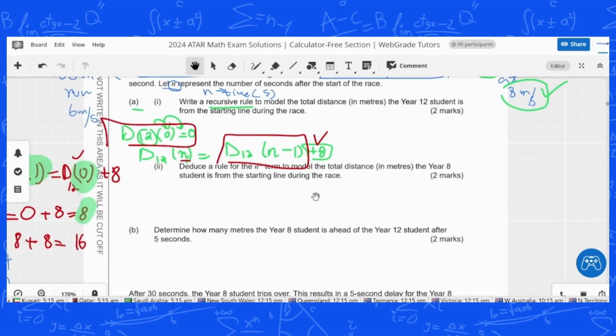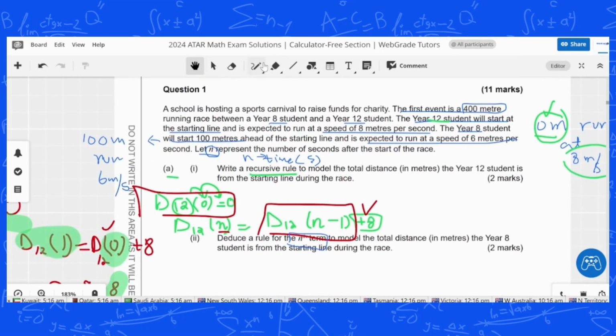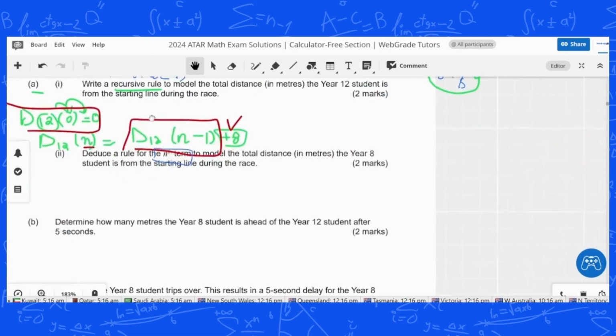So basically in part 2, you can observe they are saying, deduce the rule of the nth term of the model in the total distance in meters of the year 8 student from the starting line during the race. So what we will find in this one is the direct formula, also called the nth term rule, for the year 8 student. The year 8 student starts with 100 meters, we already worked on here, and runs slowly at 6 meters per second. That is the given situation.